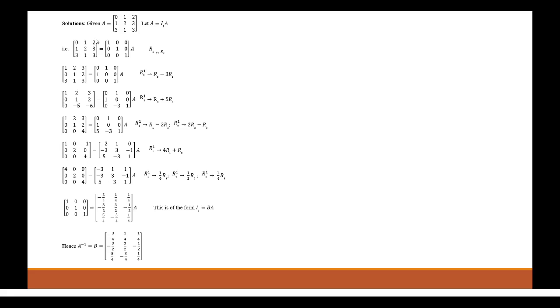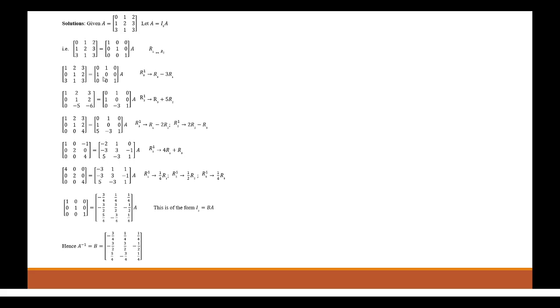Here the given matrix A is equal to 0 1 2; 1 2 3; 3 1 3. Here the order of the matrix is 3. Let us consider A is equal to I3 A. Then write down the matrix A. Here I3 is the identity matrix, whose diagonal elements are unity. Then on both sides apply the row operation, interchange R1 and R2.